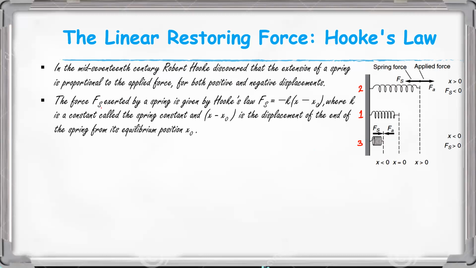The force Fs exerted by a spring is given by Hooke's law, that is, Fs is equal to minus k into (x minus x0), where k is a constant called the spring constant and x minus x0 is the displacement of the end of the spring from its equilibrium position x0.